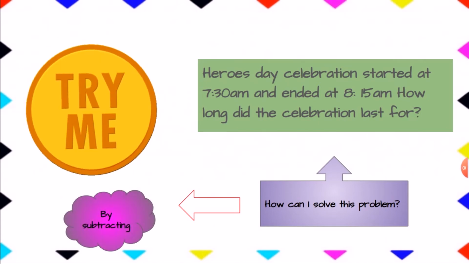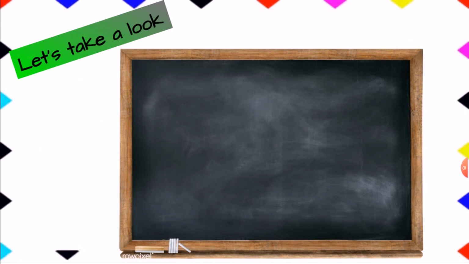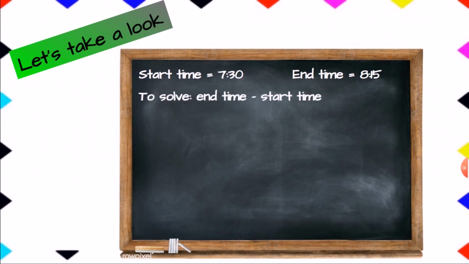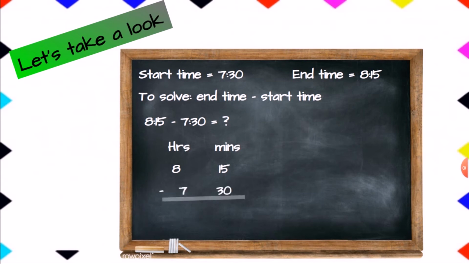So again, we need to write down the information that we should know. So our start time is 7:30 a.m. Our end time is 8:15. And so to solve the problem, we're going to take away the start time from the end time, which is 8:15 take away 7:30. So let's go ahead and set out our problems. Of course, we write hours and minutes, and below that I'm going to put 8 hours and 15 minutes, and then I'm going to have 7 hours and 30 minutes, and I'm going to take away that.